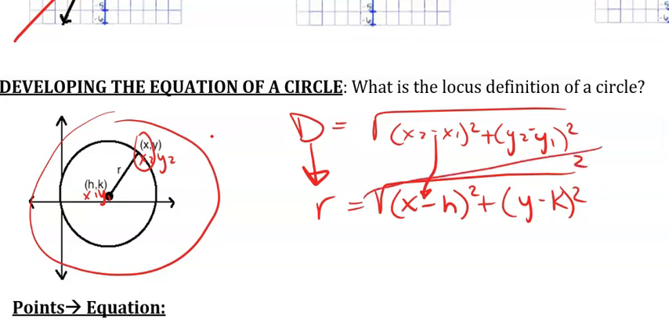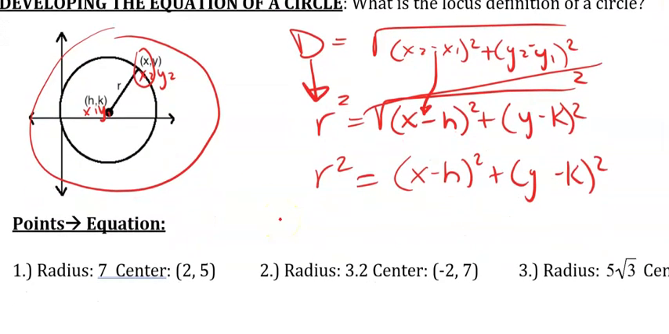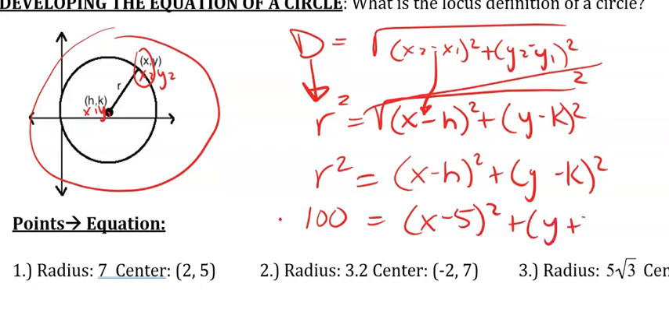Square it. Square that side and square that side, and there is your equation of a circle. You're going to have (x minus h) squared plus (y minus k) squared, and you have the equation of the circle. Let me show you an example. Maybe you have 100 equals (x minus 5) squared plus (y plus 7) squared. Let's figure out what that actually means.